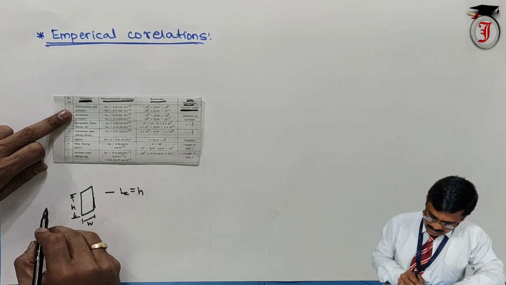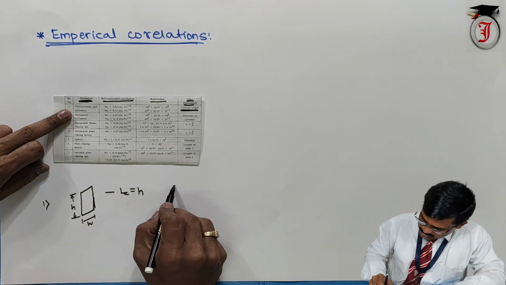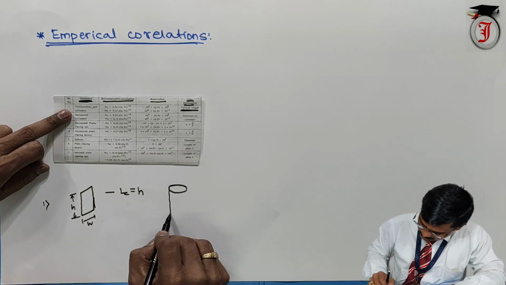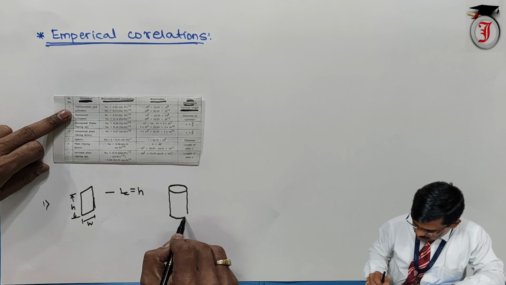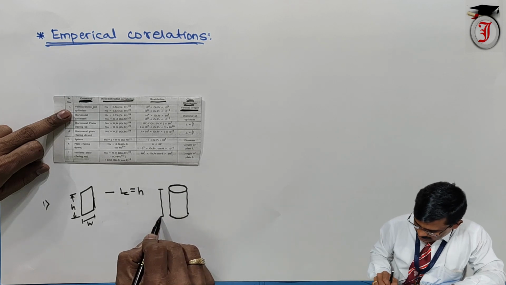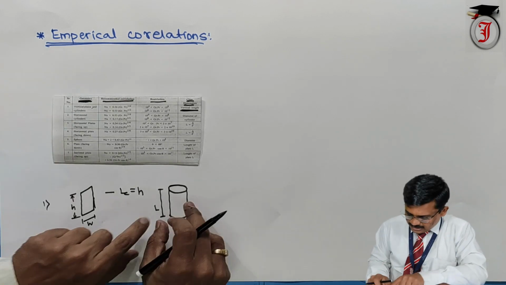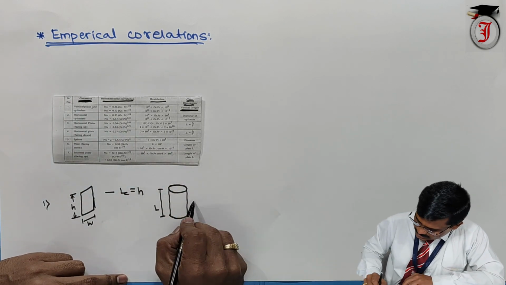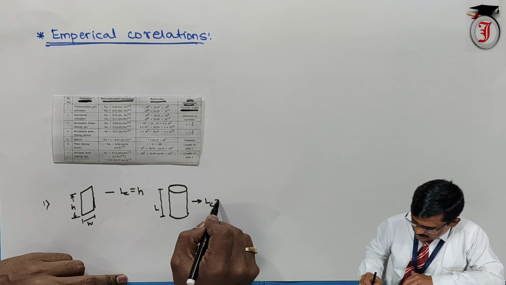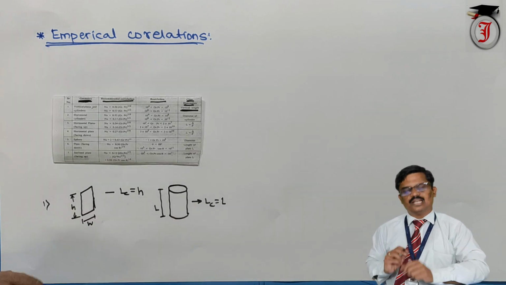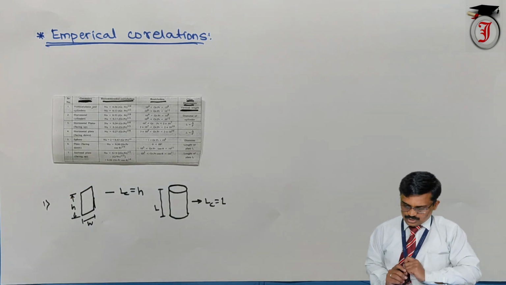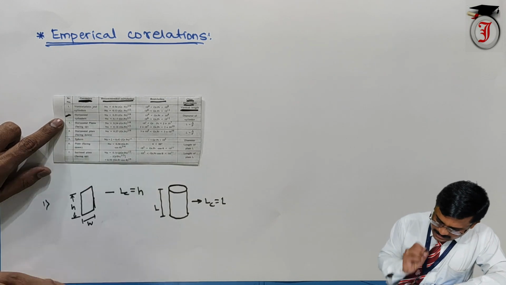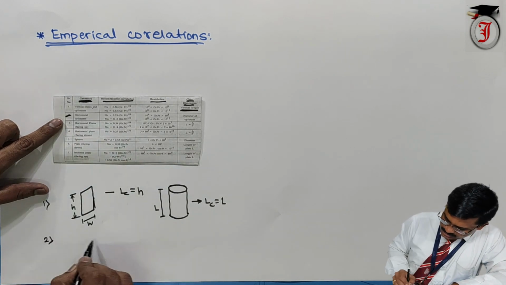Or when we consider a vertical cylinder, let us consider this is the cylinder and this is its length. Then when the cylinder is vertical, its characteristic length Lc is equal to its height, or length L.